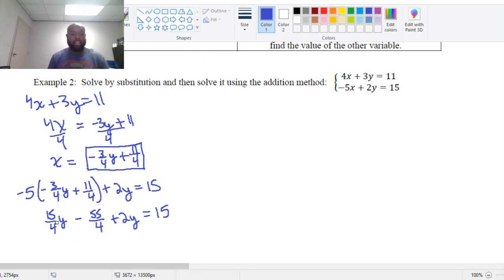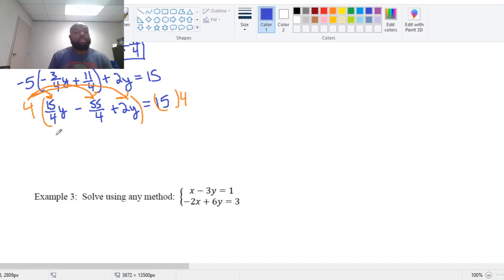Now, before I combine these y's, I'm going to get rid of these fractions, because they're going to aggravate me. I'm going to multiply both sides by 4 because I can clear fractions, and we have an equation, so I can multiply both sides by a number other than 0. So when I distribute this 4 to each of these terms, I'm going to get 15y minus 55 plus 8y equals 60. And so I can combine those. That's 23y minus 55 equals 60.